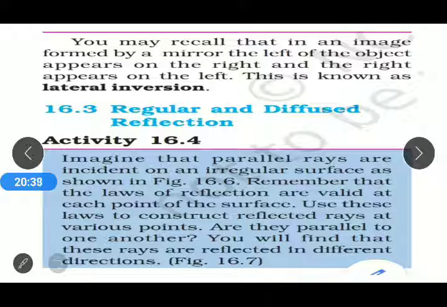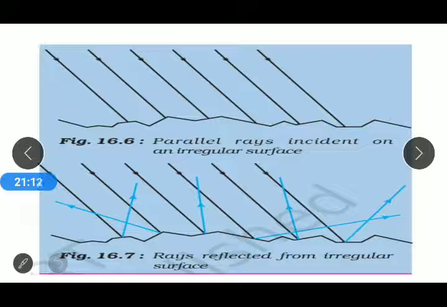So these are the properties of a plane mirror, and this laterally inverted is also called lateral inversion, in which the left of the object appears to be on the right and the right appears on the left. This is known as lateral inversion. This is a property of a plane mirror. Now we are going to understand what regular and irregular or diffused reflection is.